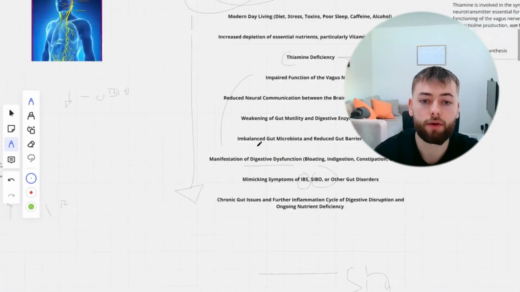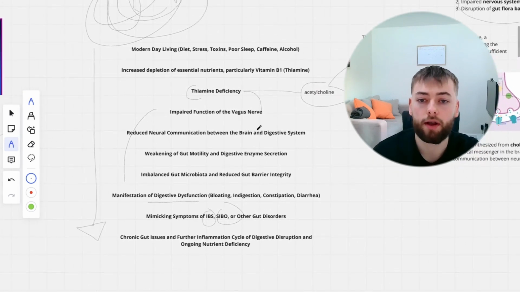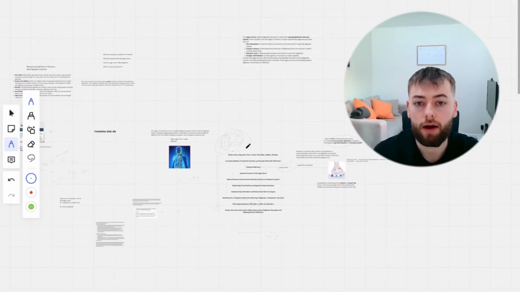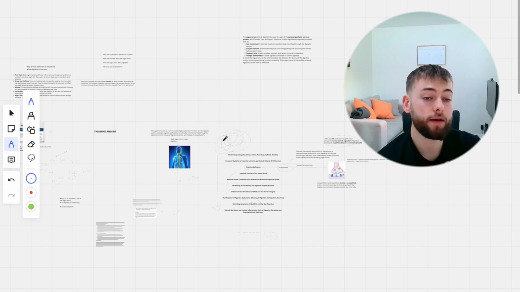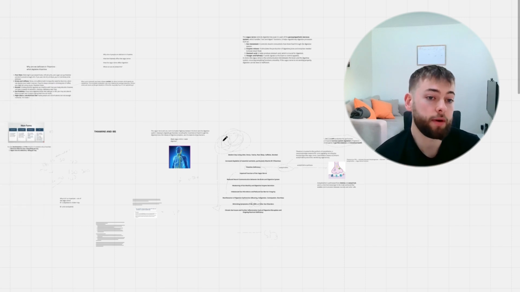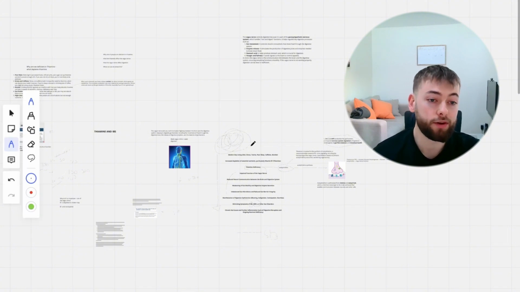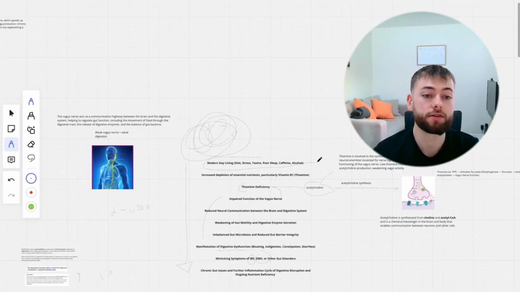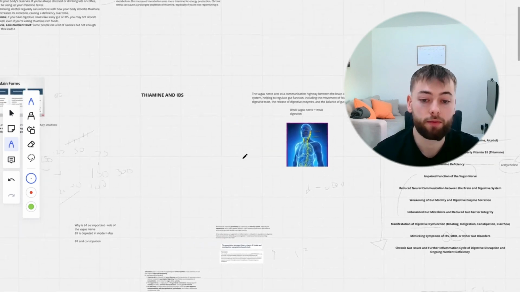Again, this is the main flow diagram that you need to be aware of when it comes to thiamine deficiency. I think it's worth supplementing. For me, I didn't know I was deficient, but I think it was just worth giving it a go, doing a megadose of B1, because the likelihood that you are deficient because of modern day living is quite high. So I think supplementing would be beneficial.